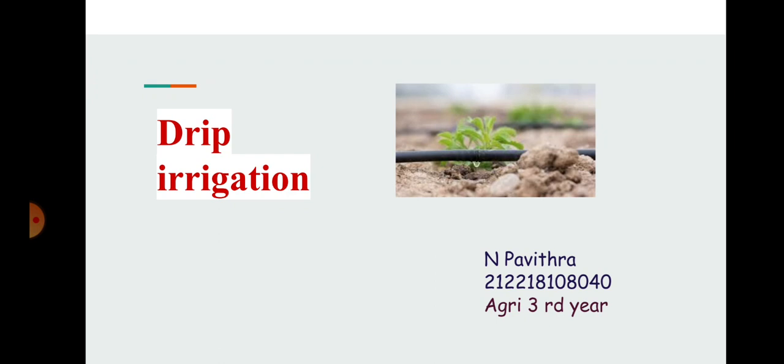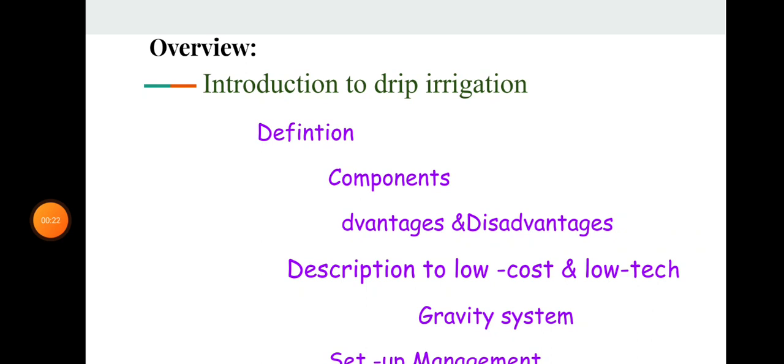You all may be aware of the term irrigation. What is irrigation? Yes, but very few of you know which methods are carried out in irrigation. Drip irrigation is one of them. So, now moving on to the brief introduction to drip irrigation. It has advantages, disadvantages, various components, various characteristics, and a description of low cost, low tech drip irrigation, which we will be discussing with you later.